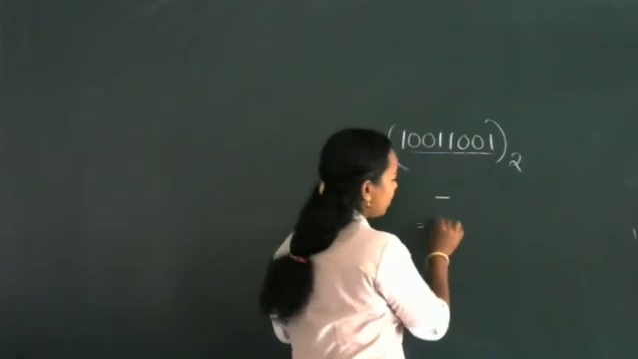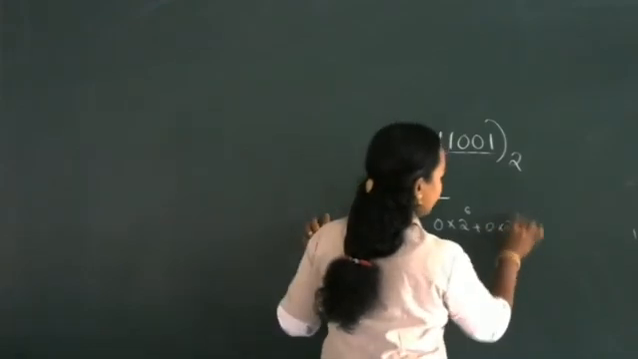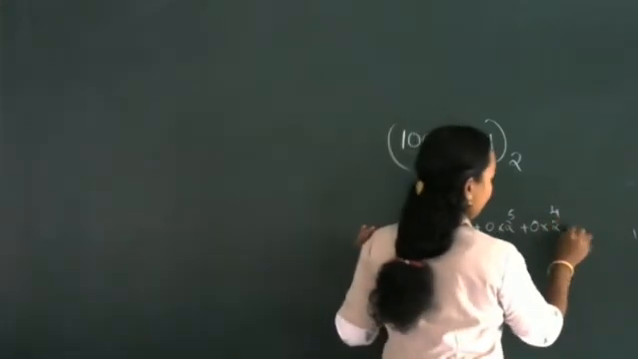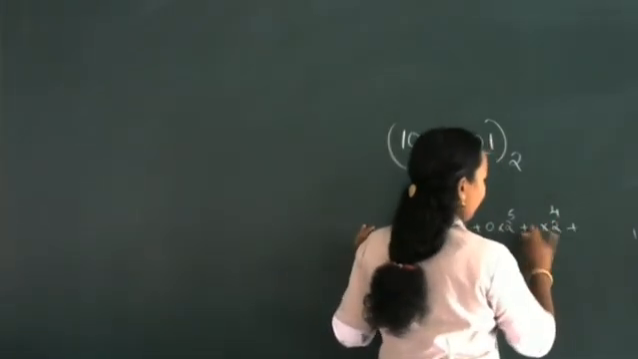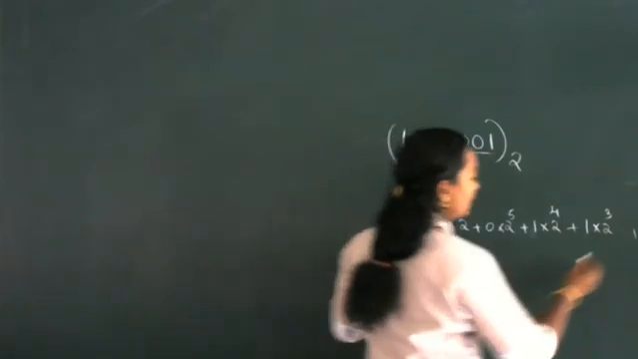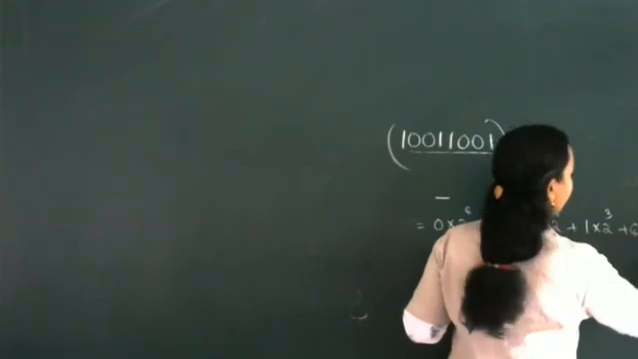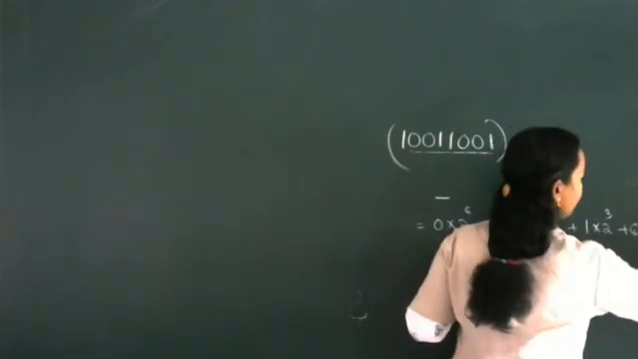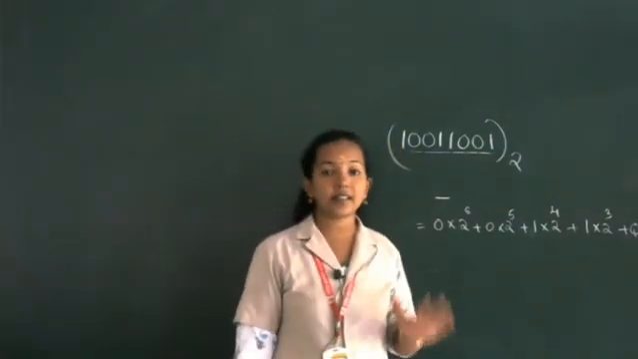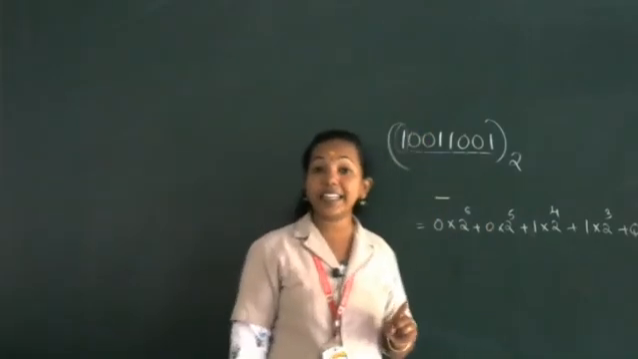So 0 into 2 raised to 6 plus 0 into 2 raised to 5 plus 1 into 2 raised to 4 plus 1 into 2 raised to 3 plus 0 into 2 raised to 2 plus 0 into 2 raised to 1 plus 1 into 2 raised to 0. Like this, because the leftmost bit is reserved as the sign bit. So we are not using the leftmost bit; that leftmost bit indicates the sign.